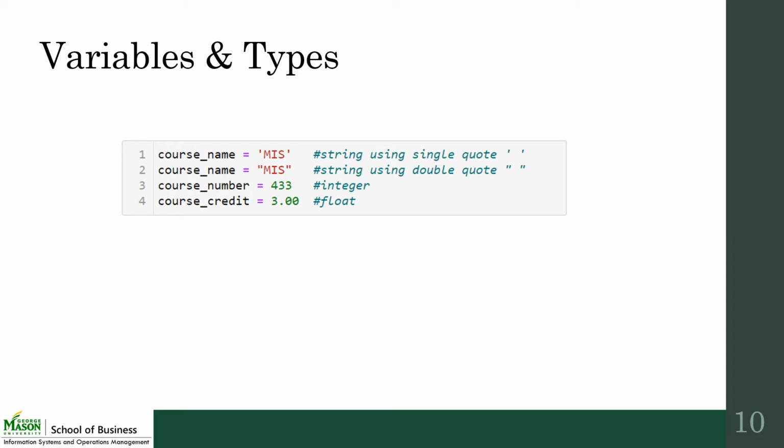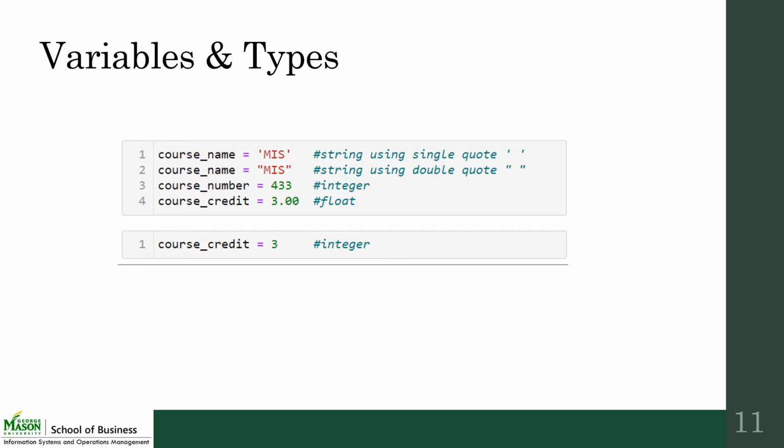Here are some examples of variable definitions with different value types assigned. Lines 1 and 2 both contain a string value. String values begin and end with double quotes or single quotes. In line 3, we have an example of an integer type, while in line 4, we have an example of what is called a float type, which is another number data type that can perform arithmetic operations like an integer.